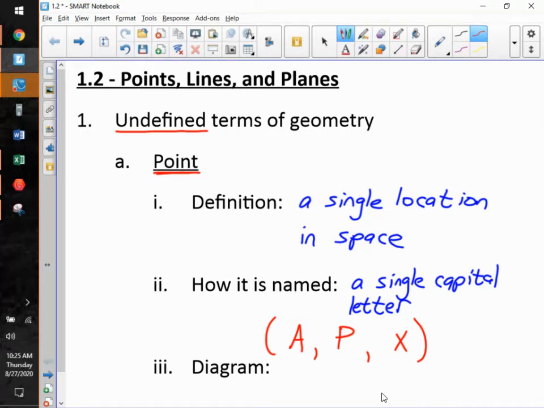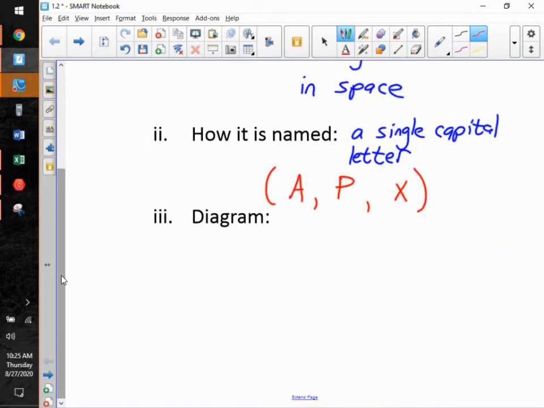But of course, with 26 different letters in the alphabet, we get to use 26 different names for points. And as far as a diagram, boy, this isn't much of a diagram. It's going to be one of the simpler things you see. When we draw a point, we simply make a little dot like this here, and we would put the name of that point right underneath it, or above it, or next to it. So I'm going to call that one right there point M.